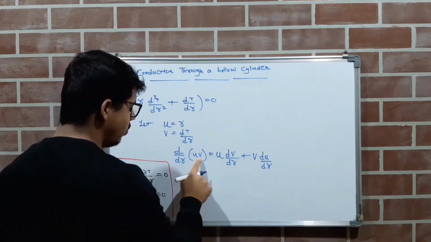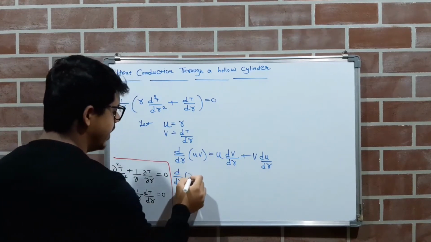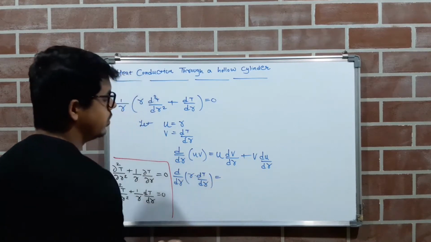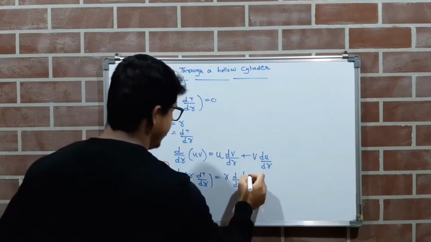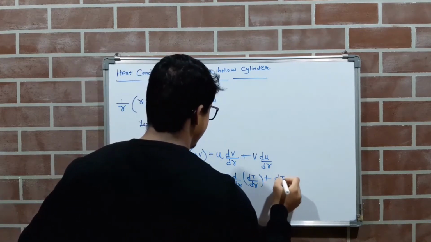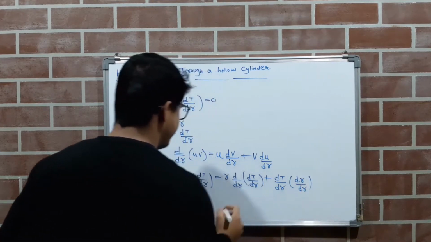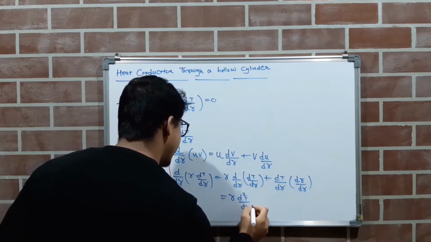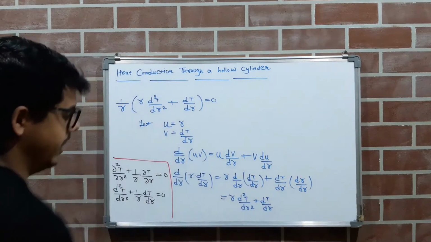Now what are the values of u and v? We will put them here. u is r. What is v? It is dT by dr. So it is u, which is r, times d by dr of v, which is dT upon dr, plus v, which is dT upon dr, times the derivative of u, which is dr upon dr. So it equals r into d square T by dr square plus dT by dr into 1, since dr upon dr is 1.